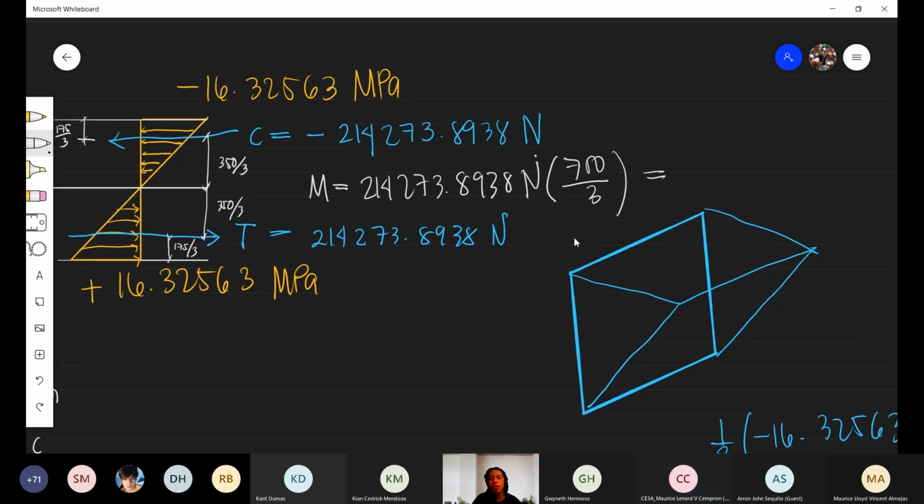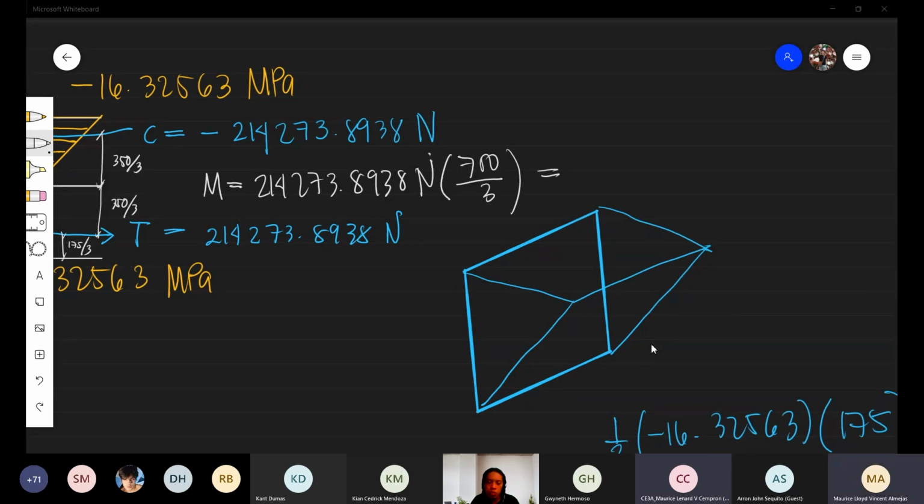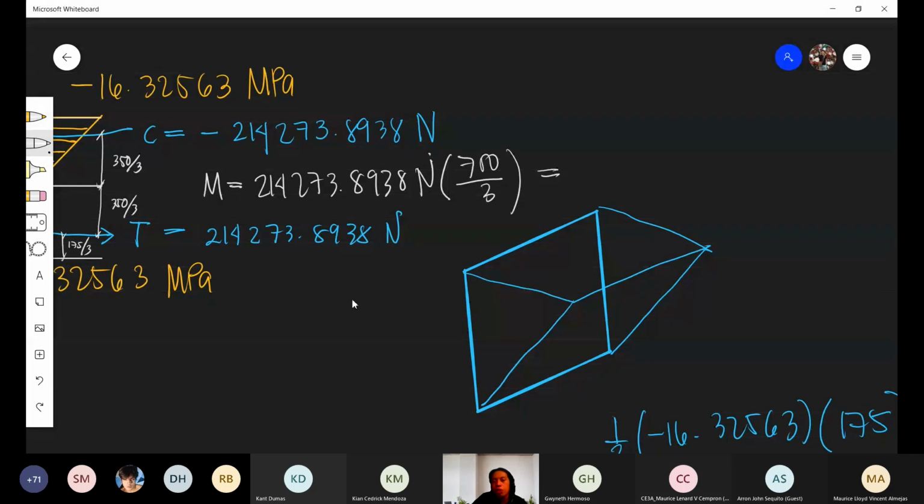When you multiply the two, we get around 49 million. The result is 49,997,241.89.